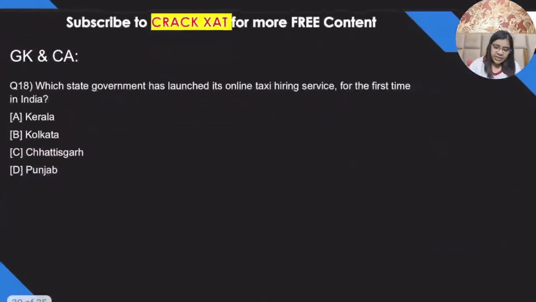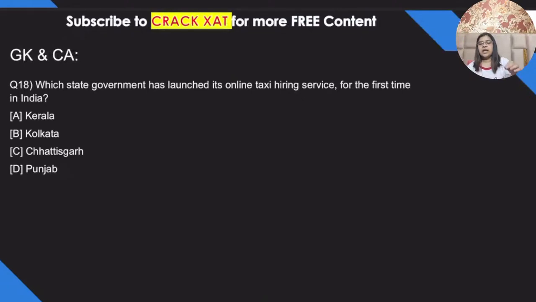Excellent. Question number 18 on your screen, guys. Without wasting any time, let's quickly come to question 18. Come on, rapid fire. Which state government has launched its online taxi hiring for the first time? Now you can do this question on the basis of development. Okay.